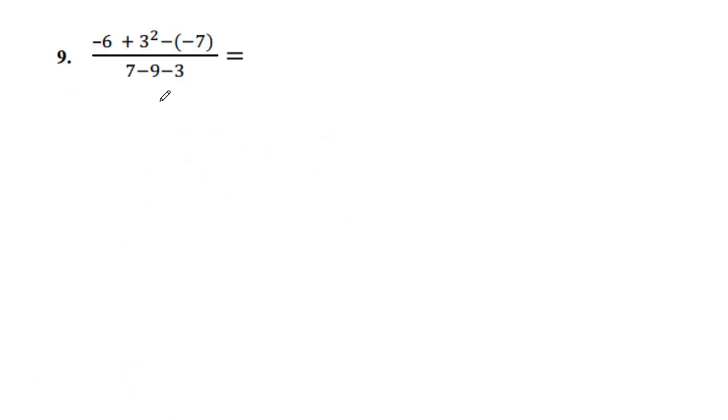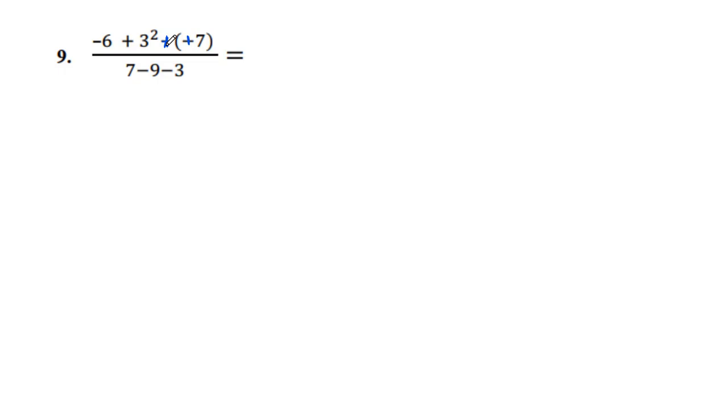For number 9, we have negative 6 plus 3 squared minus a negative 7 on the numerator, and 7 minus 9 minus 3 on the denominator. We're going to solve the numerator separately from the denominator and then see what kind of fractional result we get. I can see that in the numerator I have a minus a negative, so I'm going to get that out of the way first. I'm going to add the opposite here, giving me adding a positive 7.